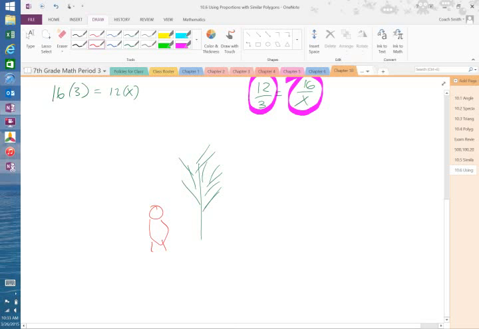Then they have the groundhog. Hey, I don't want your opinion of my groundhog.